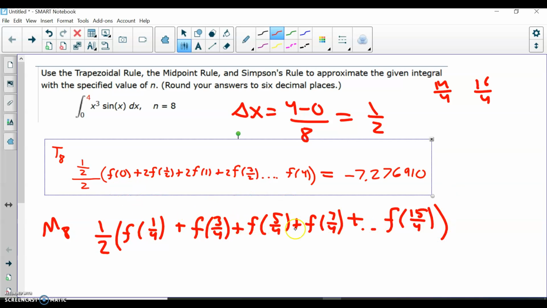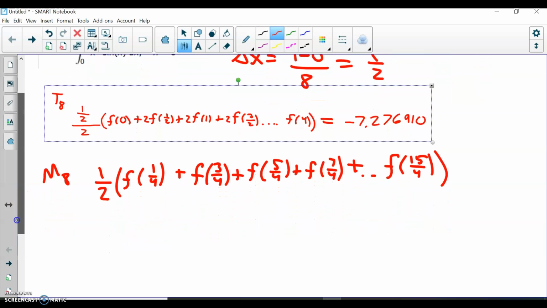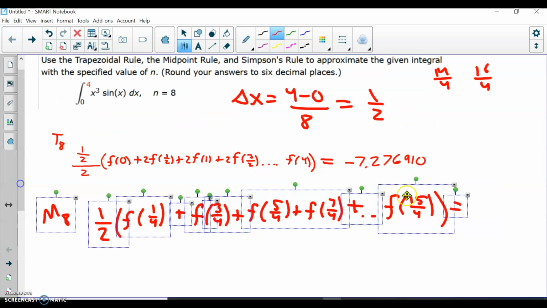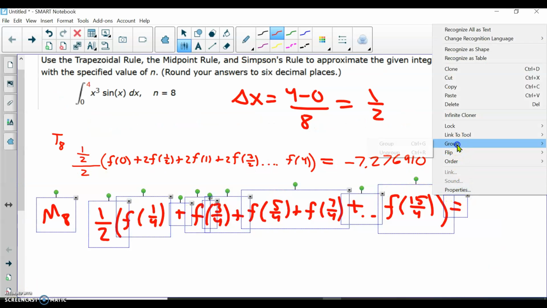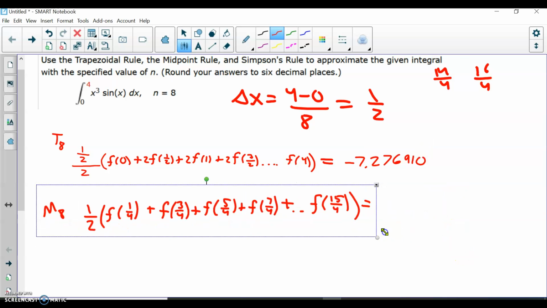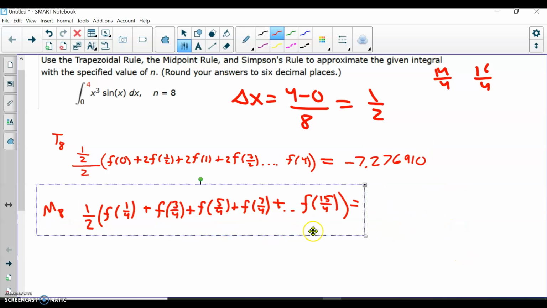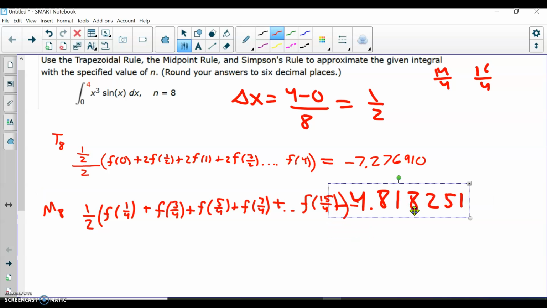Luckily, we don't have to worry about doubling any of the y's now. But add all those values up, and if you work this out, don't forget to multiply by a half, we get this number here.